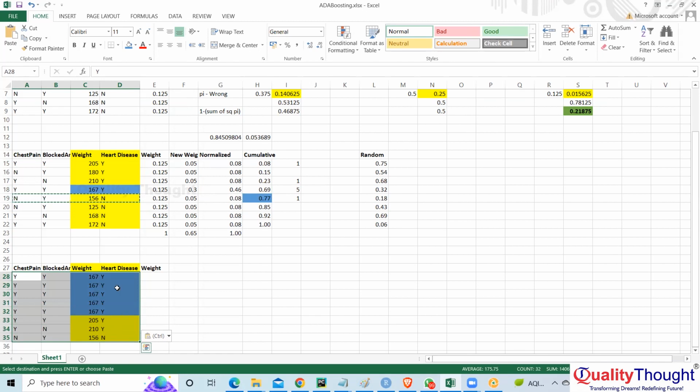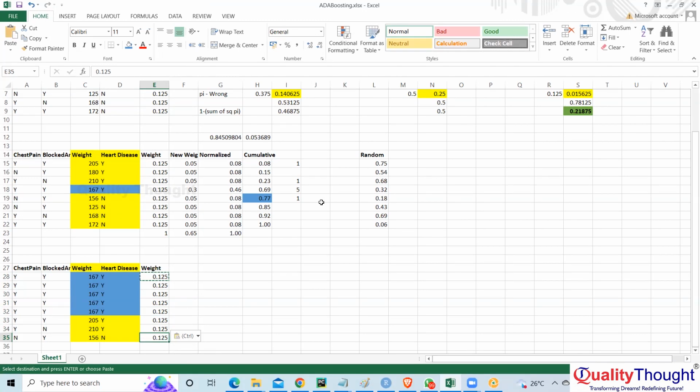Since we got these wrong, we want to focus more on these. So this is how training is done. Now again, you'll have equal weight, 1 by 8, for each. Now you find the Gini index for each of the 3 and see which has the minimum Gini index and create this kind of table. So this will keep on happening, depending upon how many algorithms you run.